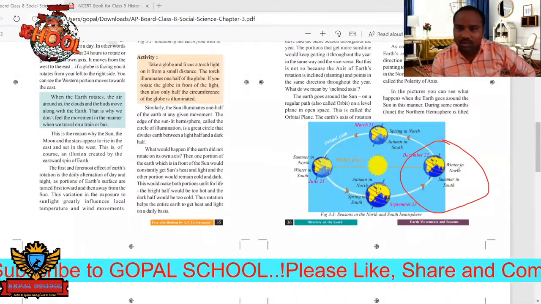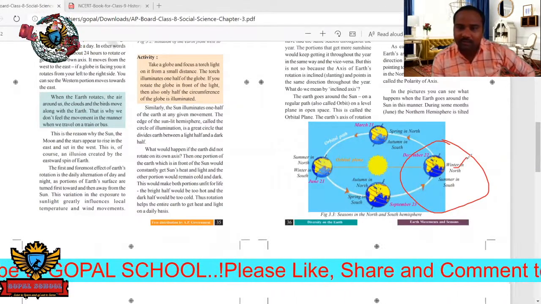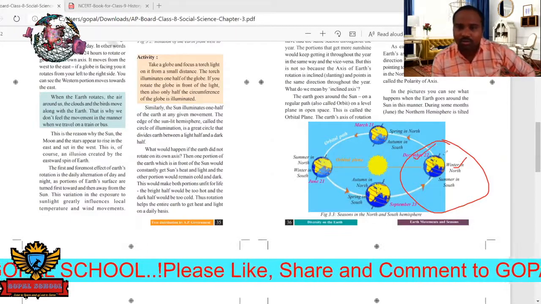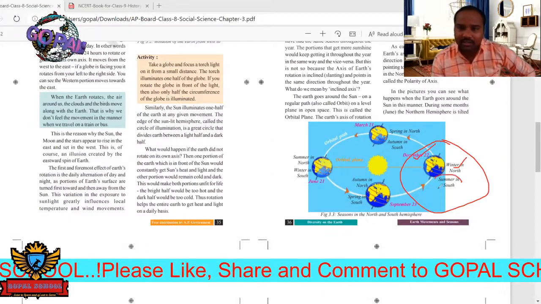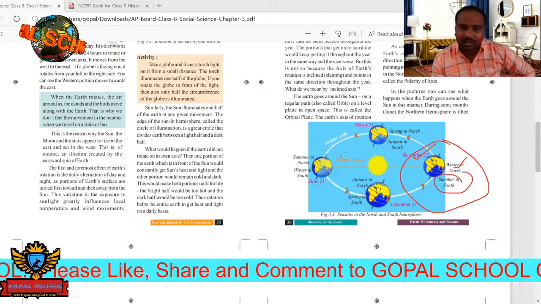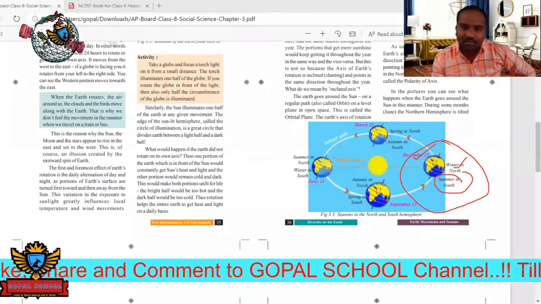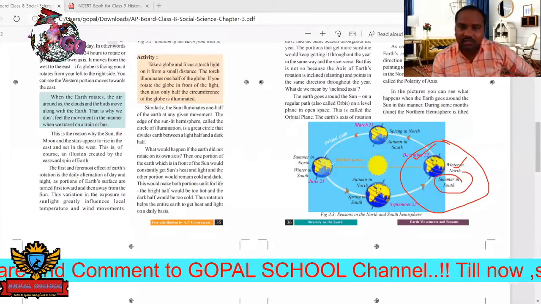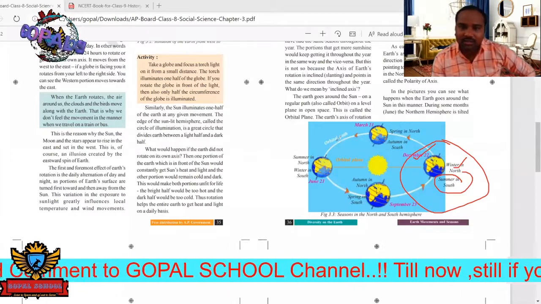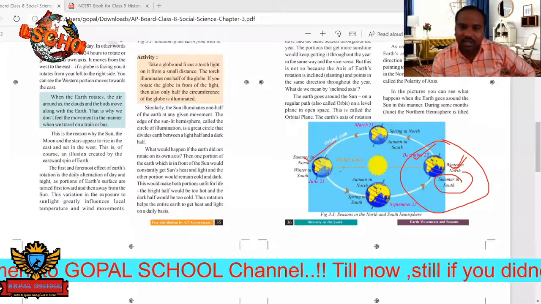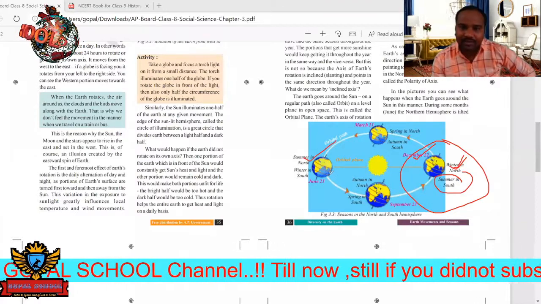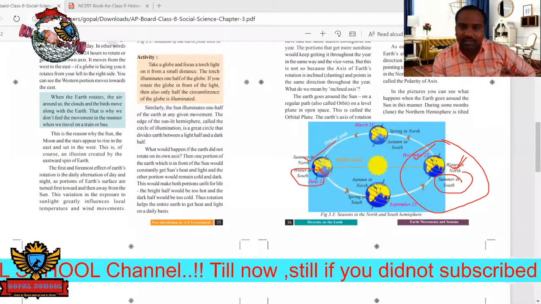The northern side is having the winter season around December 22. Next, the southern side is having the summer season. And this is quite opposite to this position. When the earth is in this position, it is winter in the north, but summer in the south. And here, on the south side, we can see the winter season.